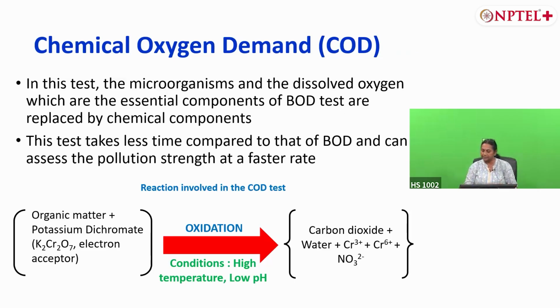So you get carbon dioxide, water, and chromium. Here, in K2Cr2O7, what is the chromium oxidation state? +6. So it will be getting converted to Cr3+. After the chemical oxidation is over, we measure the leftover potassium dichromate. We know the initial concentration and final concentration, so we will be able to find out how much potassium dichromate is consumed for the oxidation of organic matter. That is the COD test.